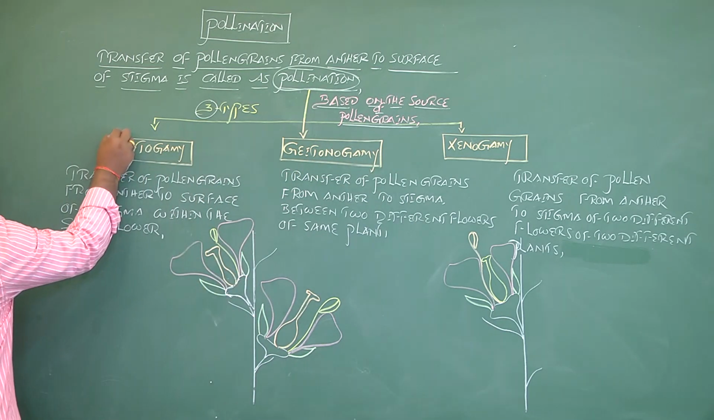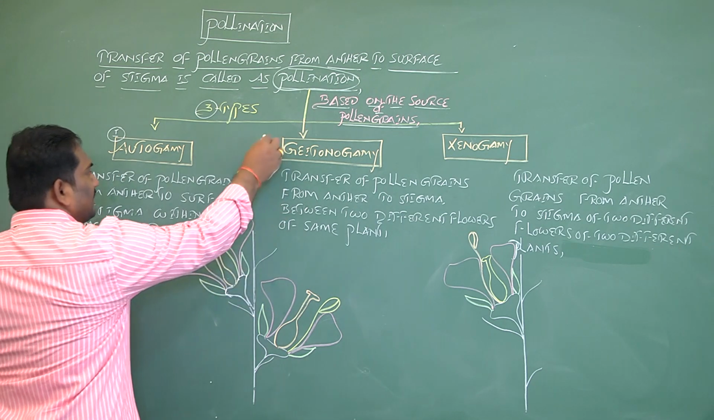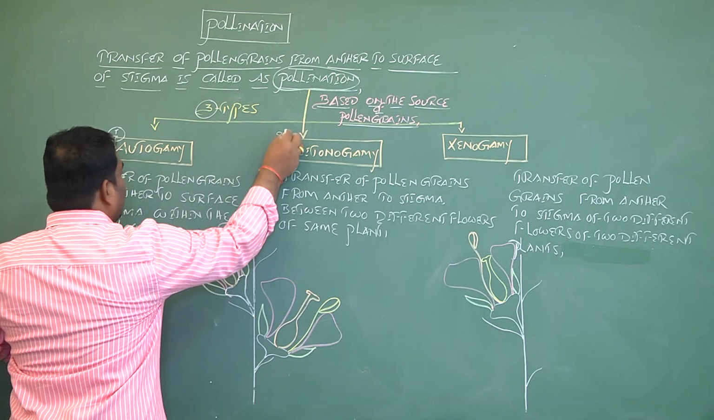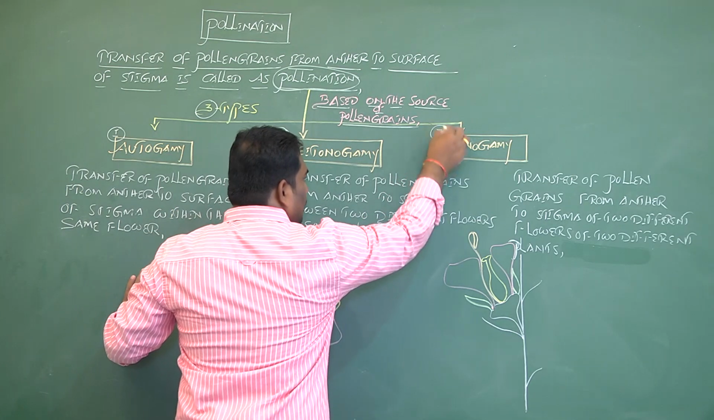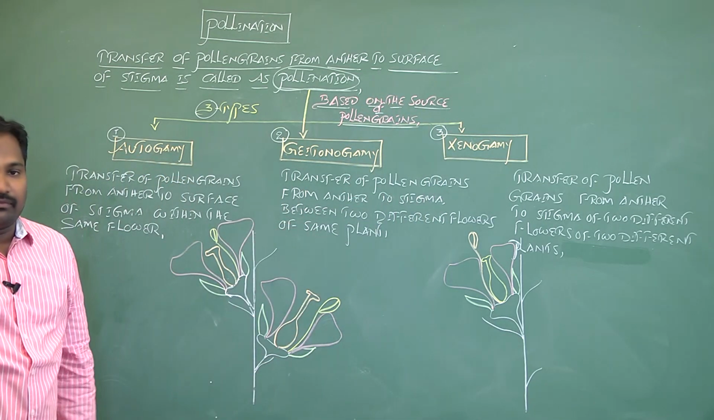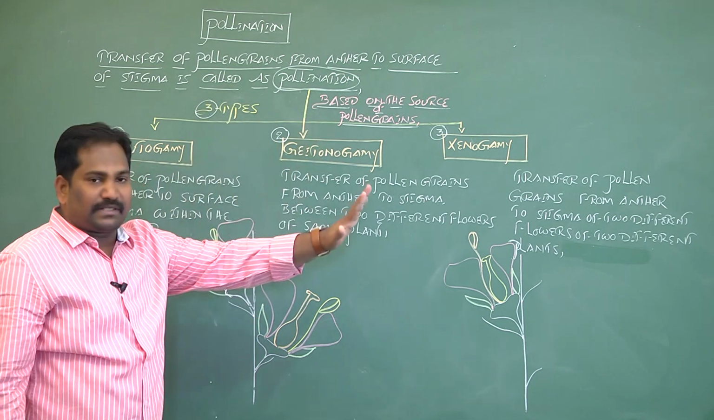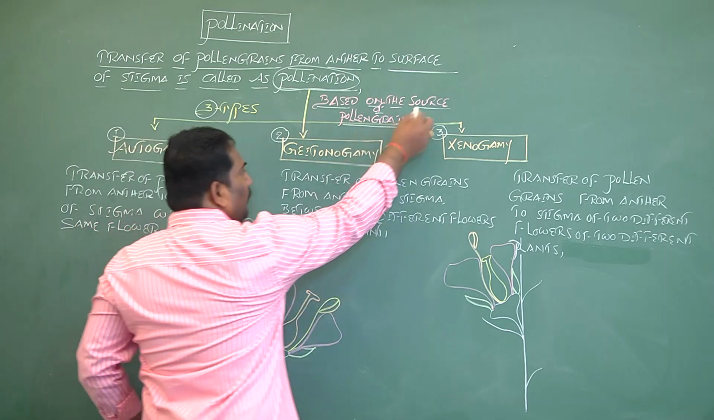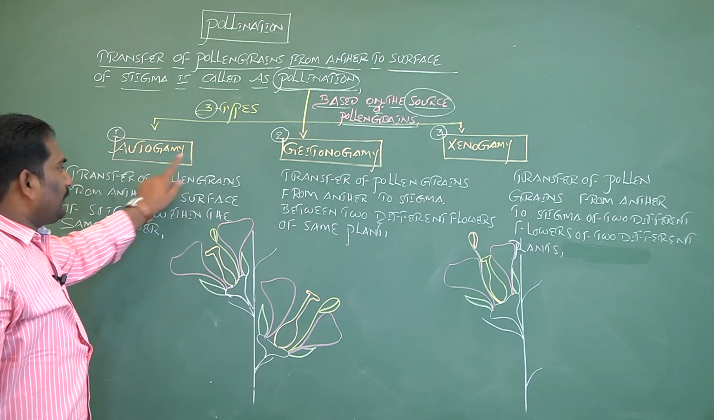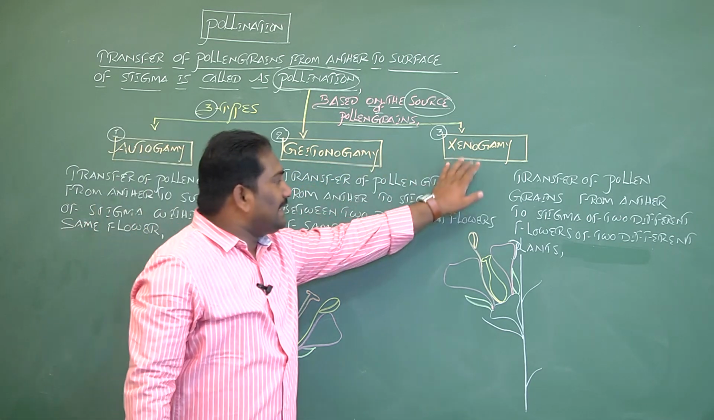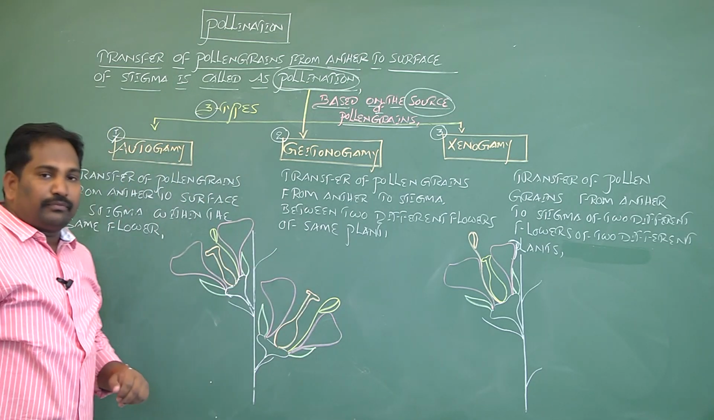Because of this feature, pollination is classified into 3 types. The first one is autogamy. The second one is geitonogamy. The third one is xenogamy. Once again, pollination is classified into 3 types based on the source of pollen grains: autogamy, geitonogamy, xenogamy. The first type of pollination is autogamy.